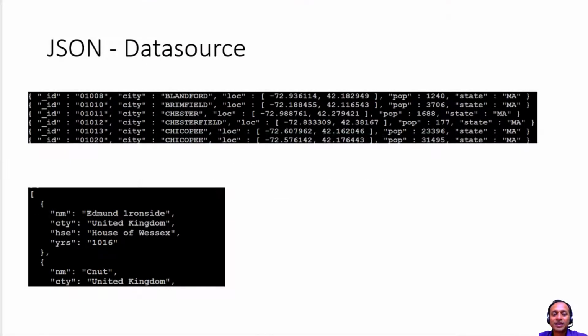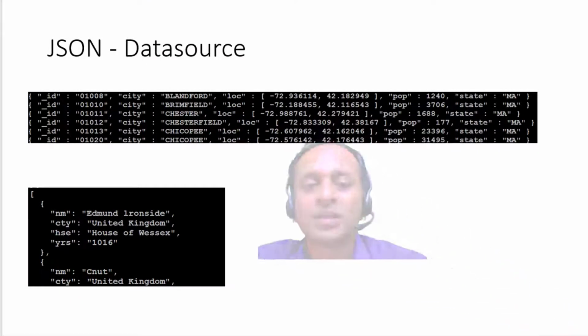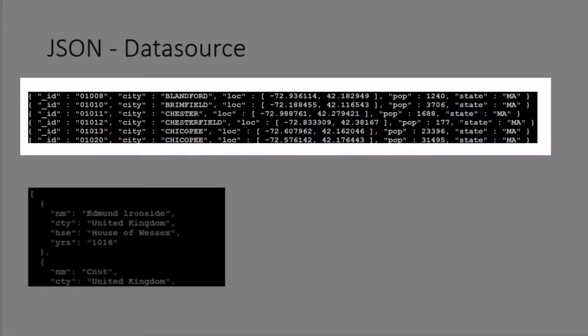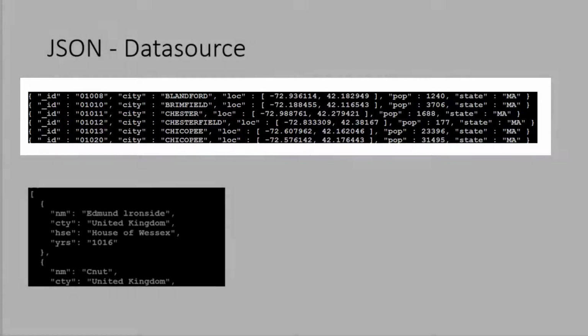Let us understand how to use a JSON file as a data source. A JSON file could be in two different forms: one is a single line JSON file and the other is a multi-line JSON file. In a single line JSON file, every line will be a record. I can have any structure, but every record will be put in a single line.